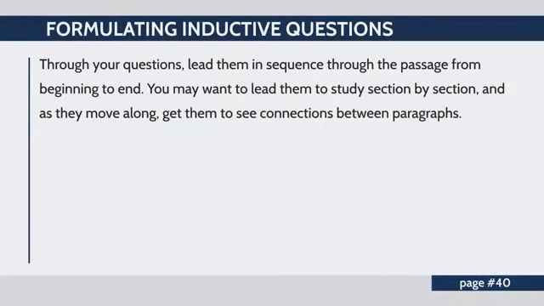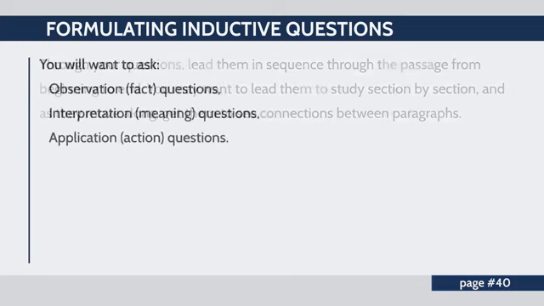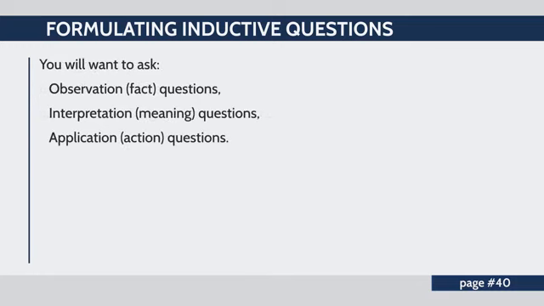Through your questions, lead them in sequence through the passage from the beginning to the end. You may want to lead them to study section by section so that as they move along, they'll get to see the connections between the paragraphs. You're going to ask three kinds of questions. You're going to ask observation, fact questions. Then you're going to ask interpretation, meaning questions. And then thirdly, application, action questions. How are they going to apply this to their lives? All right, and so you're going to ask three kinds of questions.